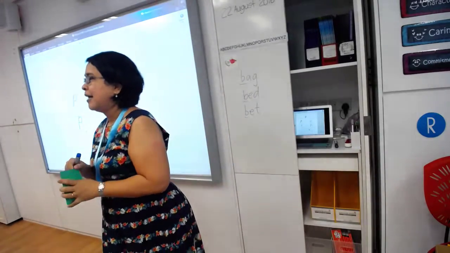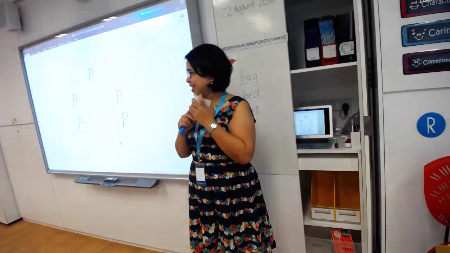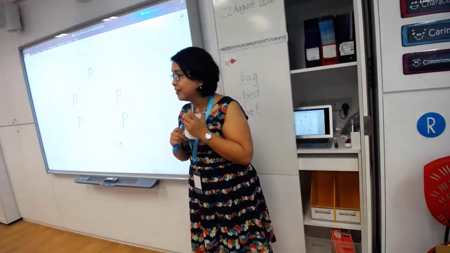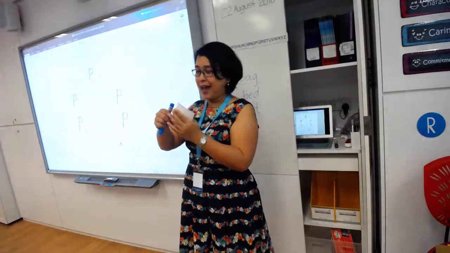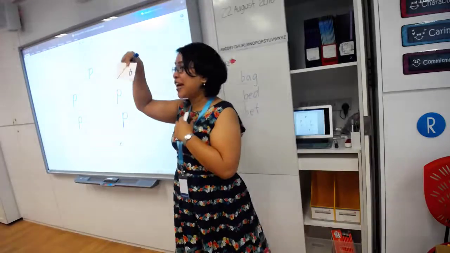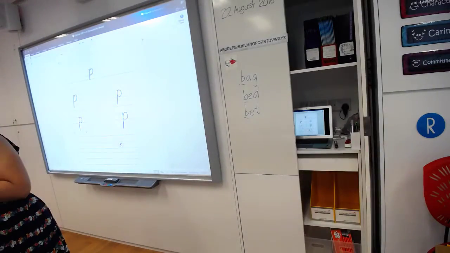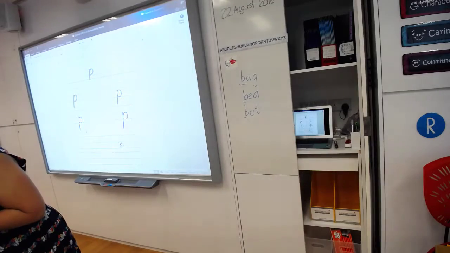B for bat. Oh, I have the keyword. I think somebody knows that you use it in baseball. Bat. It is a bat. I said B for bat. Good. You can remember. So the keyword is bat, sound, b.